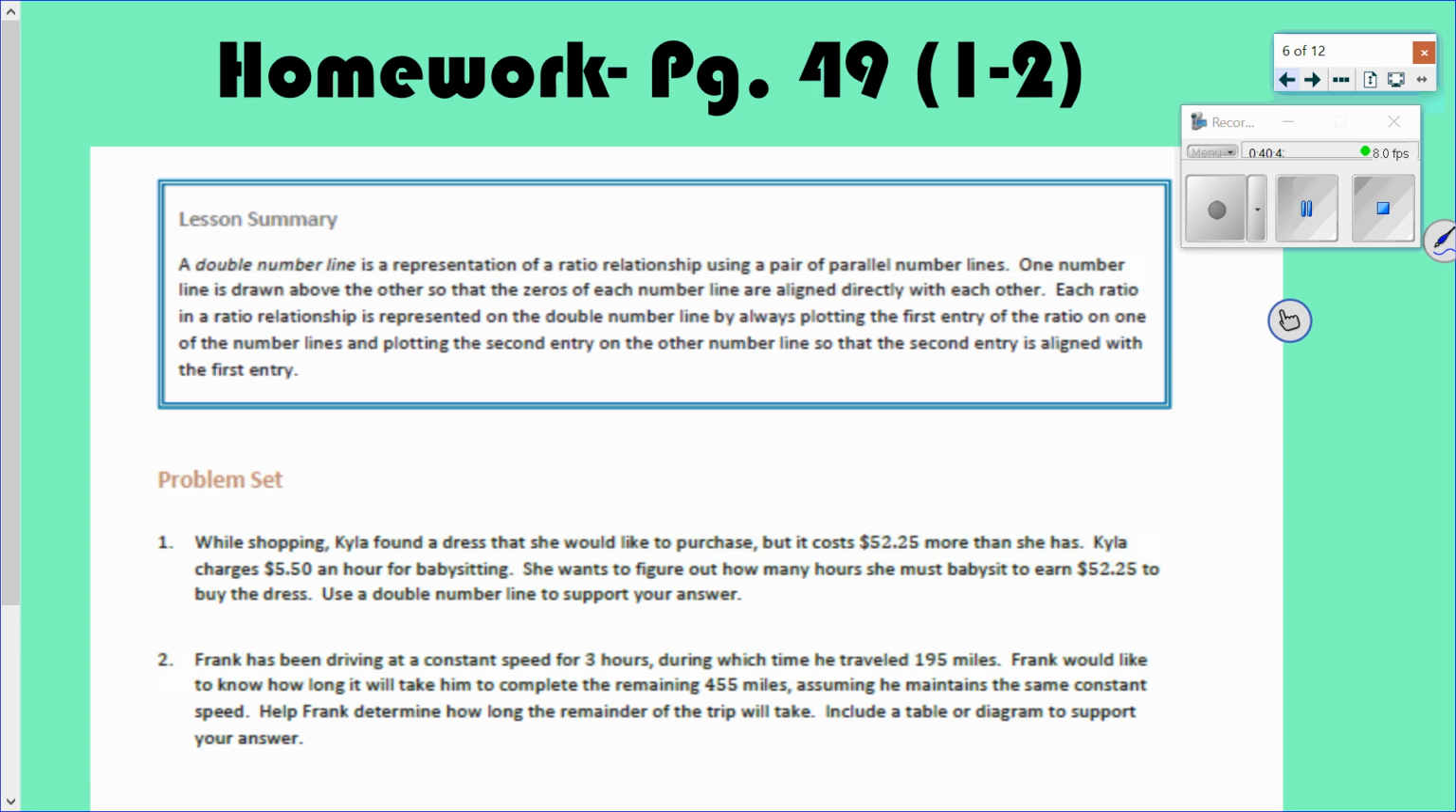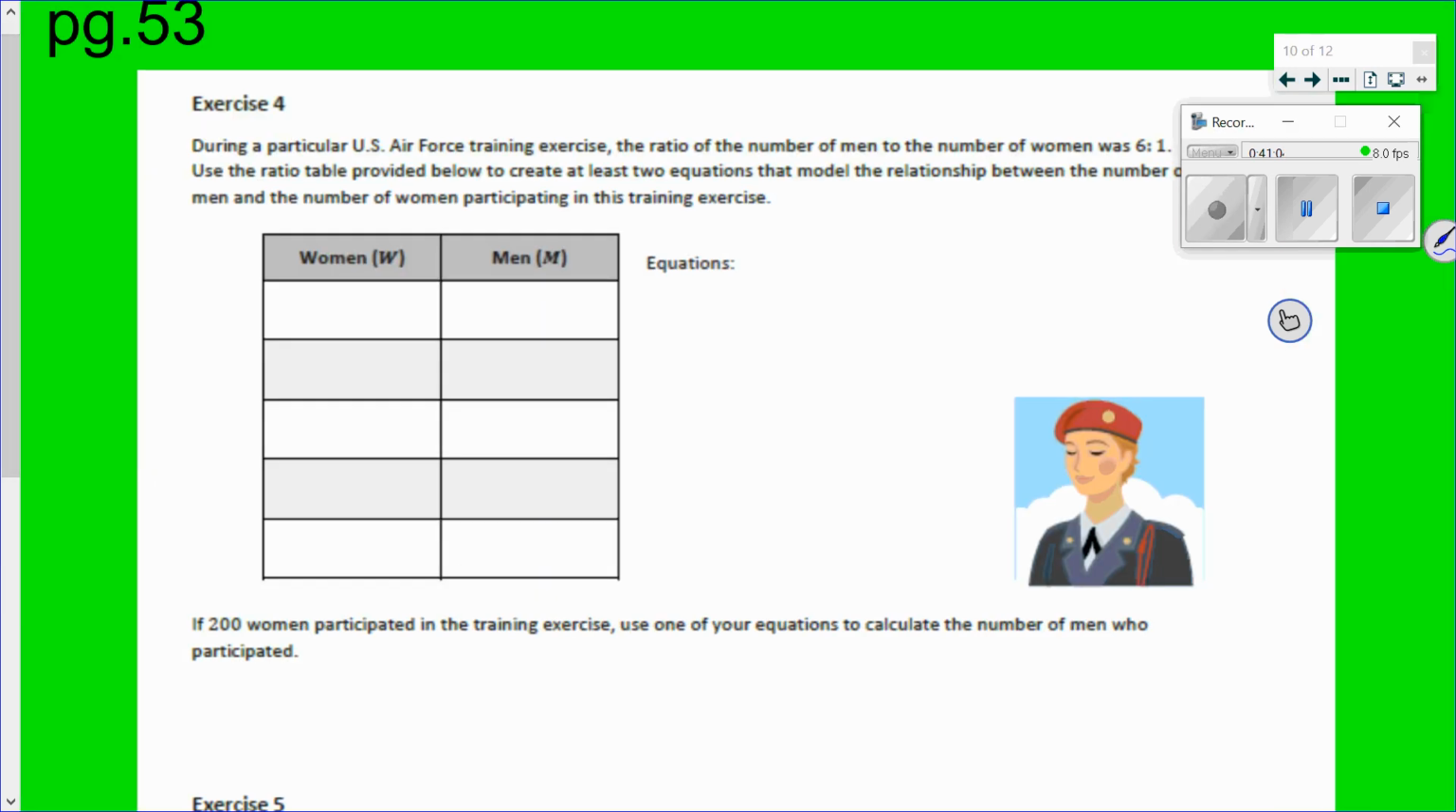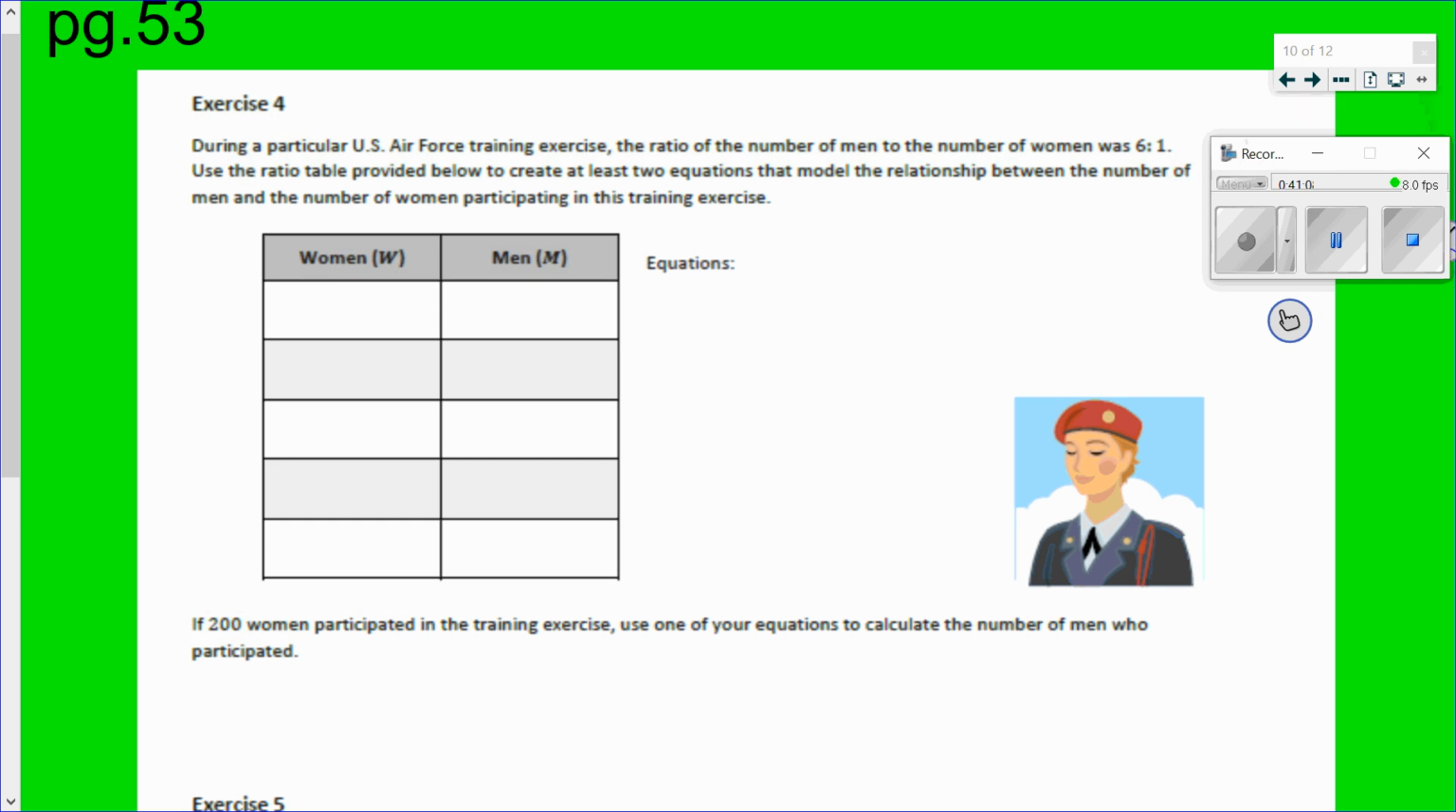Here's your homework, guys. On page 49, go ahead and tear that out. If you get that one out, go ahead and go to 55 and 56, and tear those out as well. Guys, page 53.